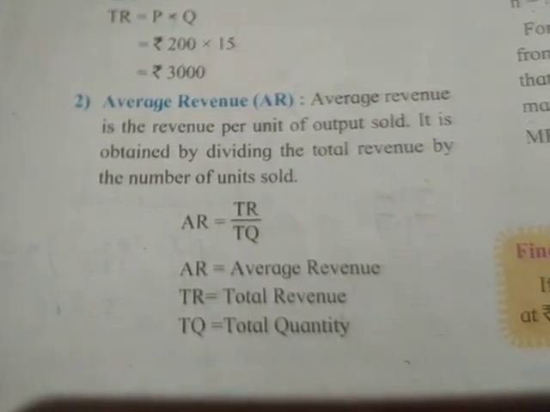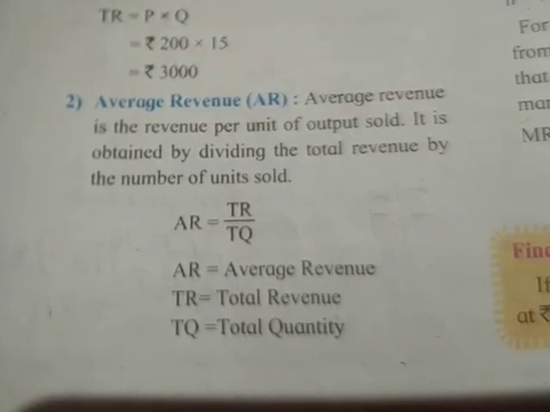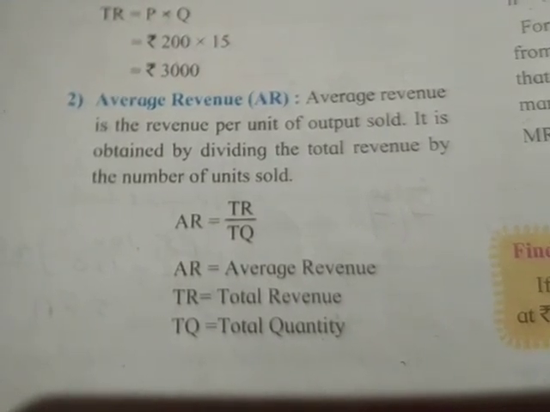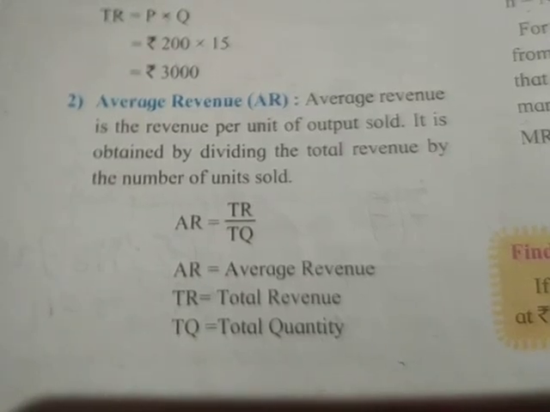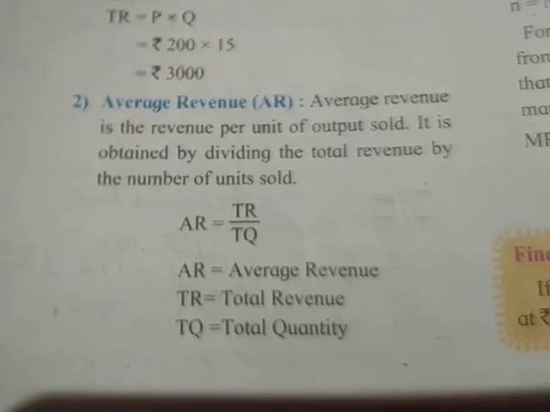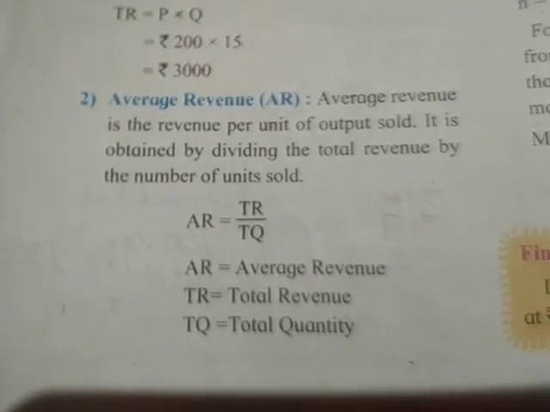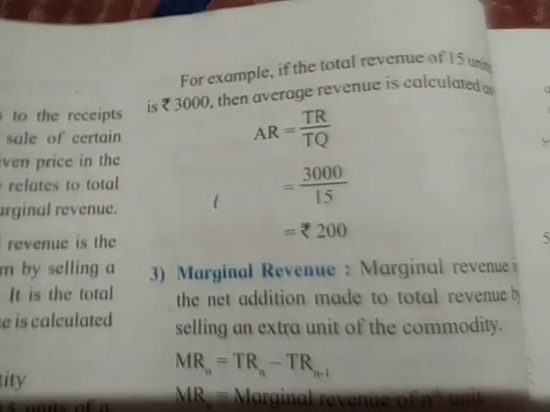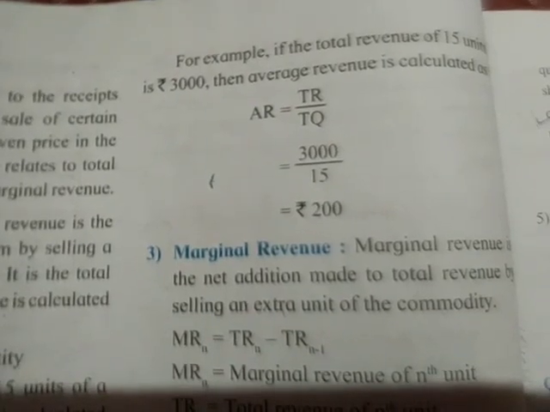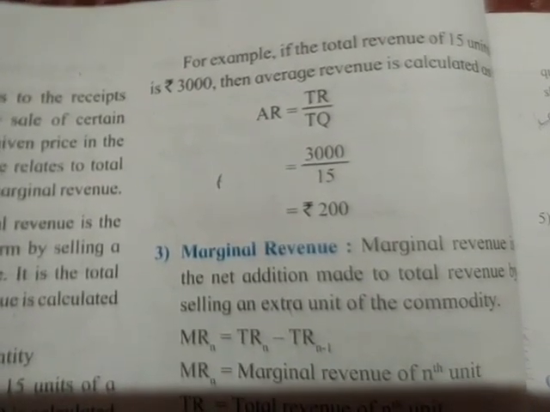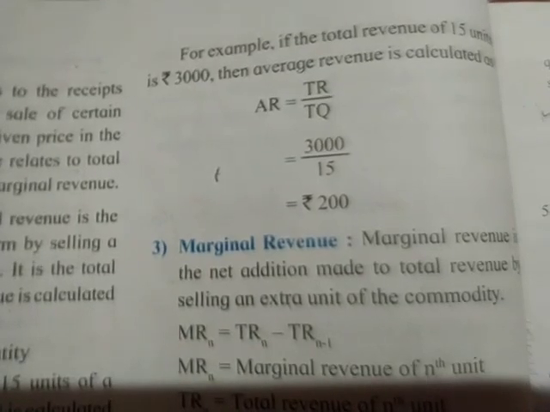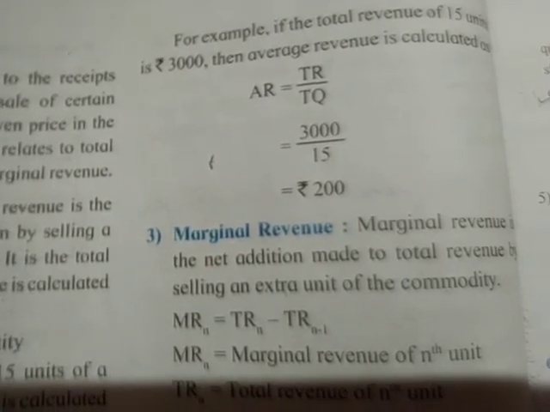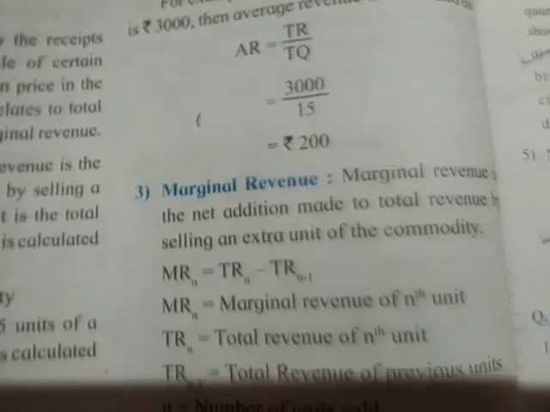Second, average revenue. Average revenue is the revenue per unit of output sold. It is obtained by dividing the total revenue by the number of units sold. AR is equal to TR by TQ, where AR is average revenue, TR is total revenue, and TQ is total quantity. For example, if the total revenue of 15 units is rupees 3000, then average revenue is calculated as AR is equal to TR by TQ, which is rupees 3000 by 15, which gives the answer rupees 200.